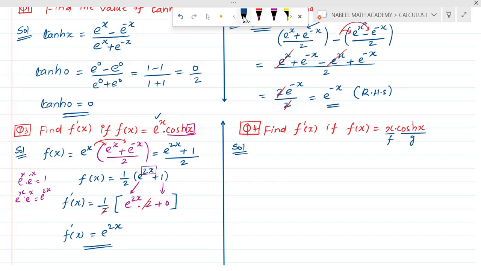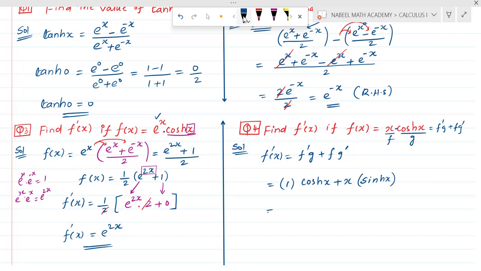So what is the product rule? Since it is a product of two functions f and g, the product rule is f prime of x equals f prime g plus f g prime. So what is the derivative first here? The derivative of x is 1, and cosine hx will be the same, plus x times the derivative of cosine hx, which is plus sine hx. There is no minus here.